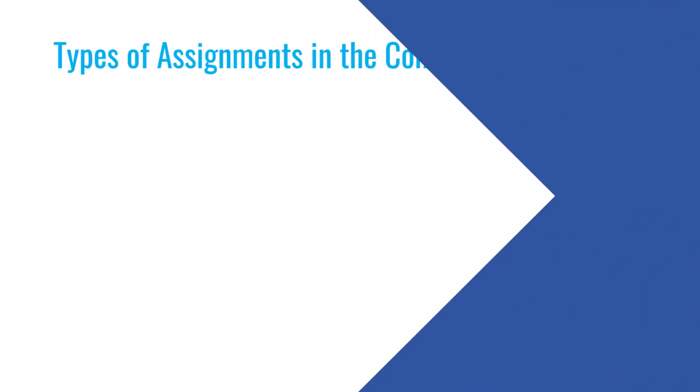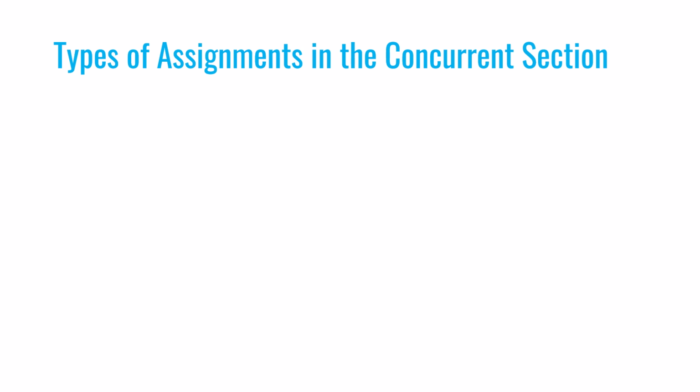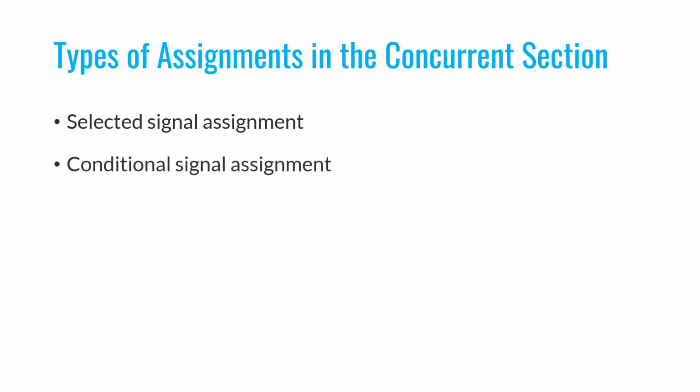In the previous videos, I explained how you can describe combinational circuits in the concurrent section of VHDL using two types of signal assignments, the selected signal assignment and the conditional signal assignment. In those tutorials, I focused on using the selected signal assignment to describe combinational circuits. In this video, I'll cover the conditional signal assignment.